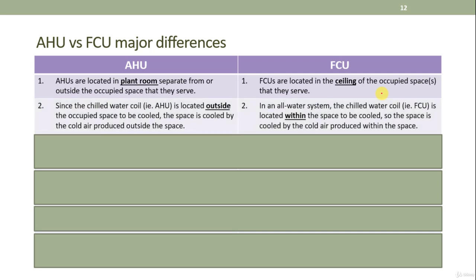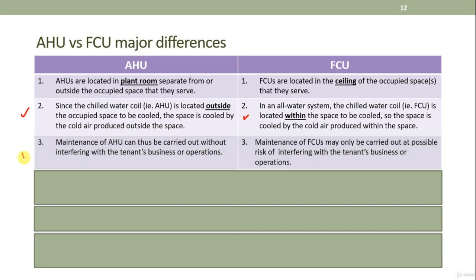And because it's away from the occupied space, the cooling coil will be outside the space. So cold air is produced outside the space, whereas for FCU, cold air is produced within the space. So you may think, why does that matter? If you have a condensation problem, a water leakage problem due to condensation, usually it's caused by fan coil units most of the time, rather than air handling units. Because the cold air is being produced right above, right over there. So that may be one of the reasons.